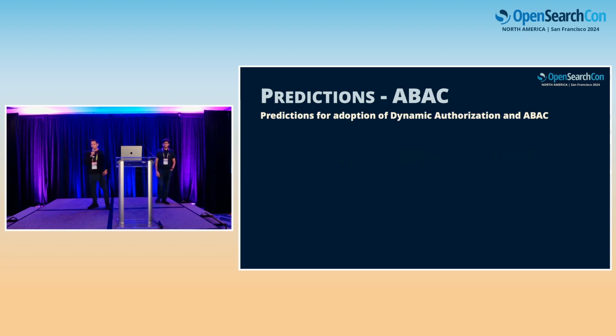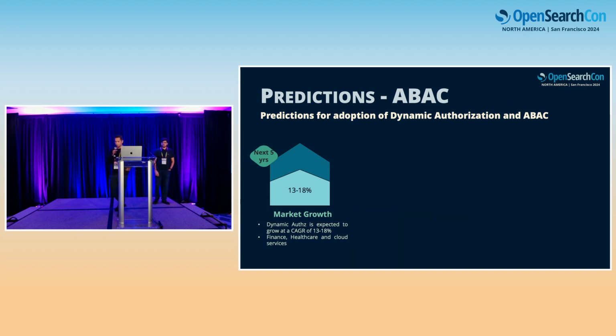Okay, let's see some of the predictions of ABAC adoption in the market. 13 to 18% is the expected ABAC CAGR growth for the next 5 years, which means domains like finance, healthcare, and cloud services, where such complex use cases arise, are the ones that are going to lead this adoption.